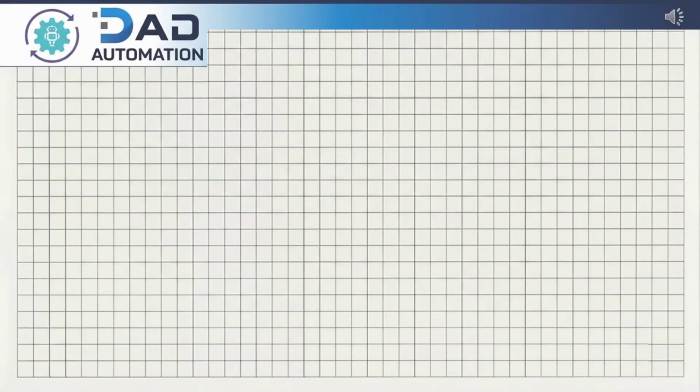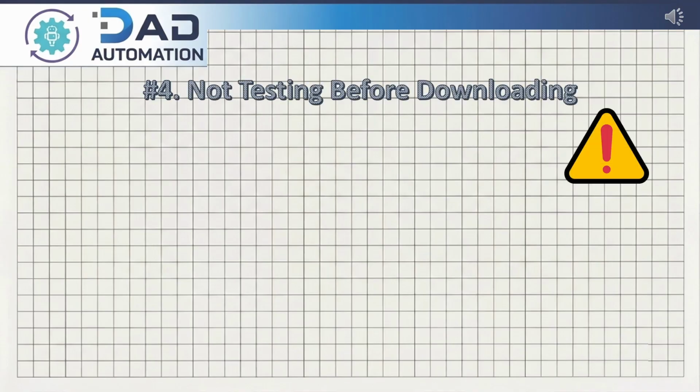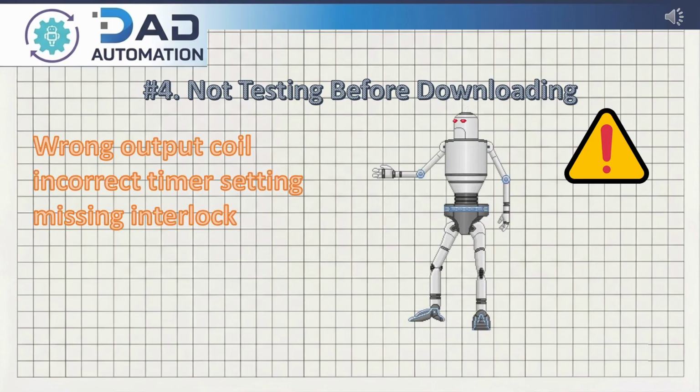Another very common and serious mistake in PLC programming is not testing the program before downloading it to a real machine. Many beginners write the logic and directly download it to the PLC connected to live equipment. This is very risky because even a small mistake in the program can cause unexpected machine behavior, equipment damage, or safety hazards. For example, a wrong output coil, incorrect timer setting, or missing interlock can immediately start motors or actuators without proper conditions. That is why testing is a very important step in every PLC development process.